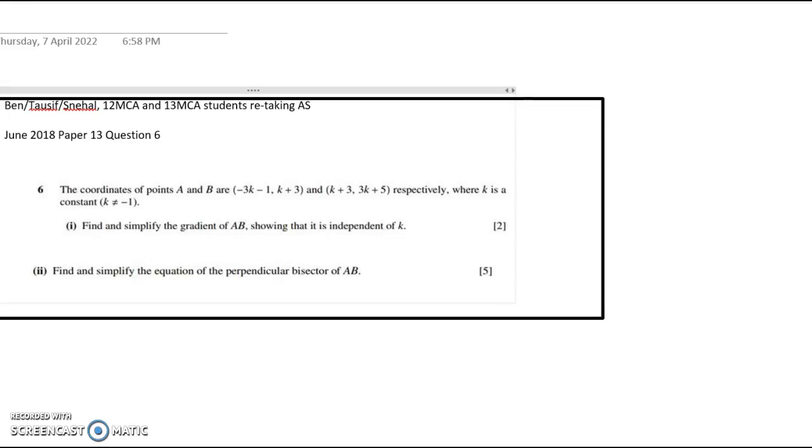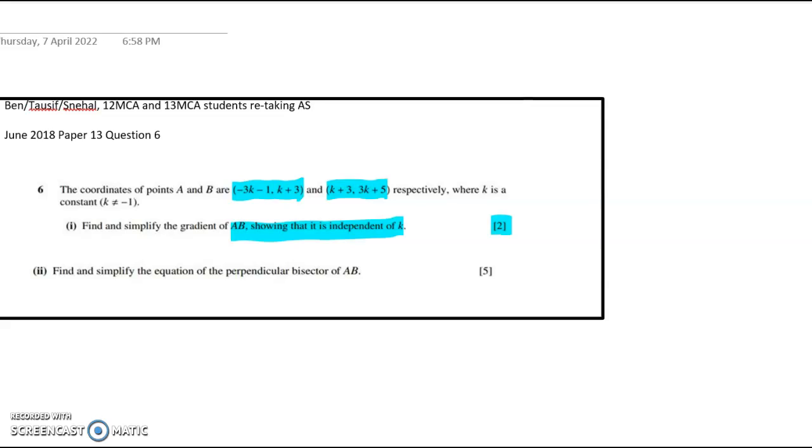Here's another coordinate geometry question. So in this one, we're given coordinates of points A and B, but they're in terms of k. And we have to find the gradient, and we have to show that it's independent of k, so that's clearly a pretty easy question. And then we have to find the equation of the perpendicular bisector of AB.